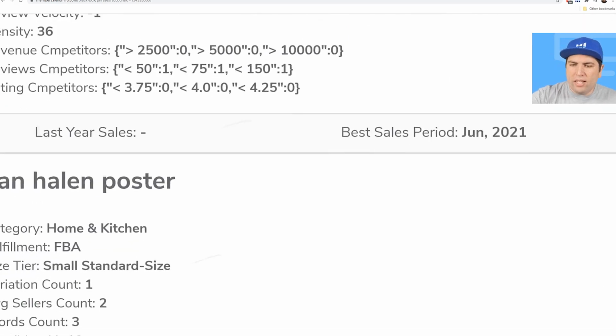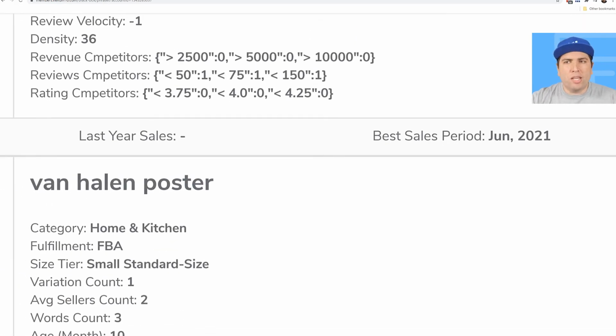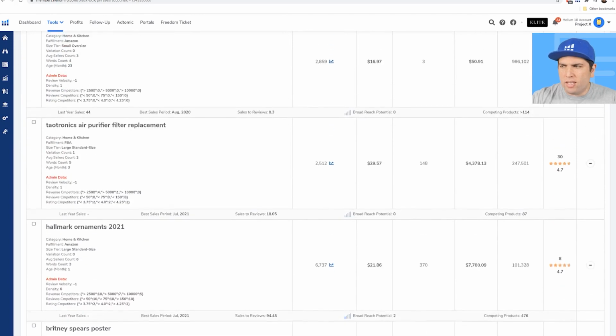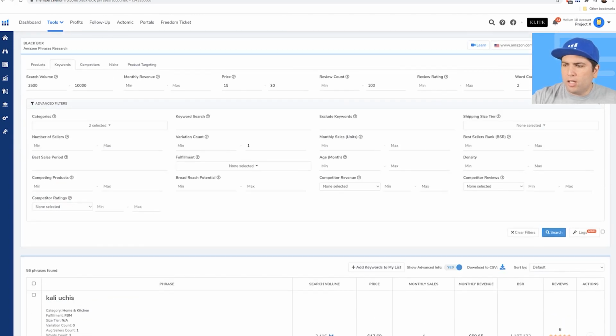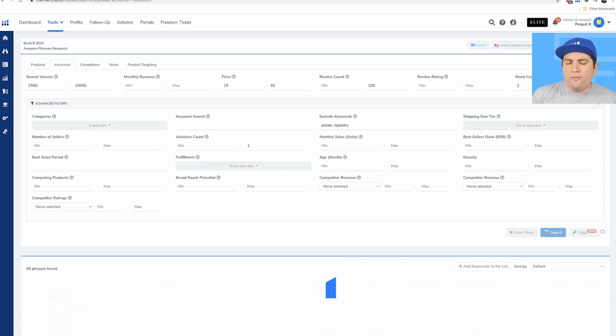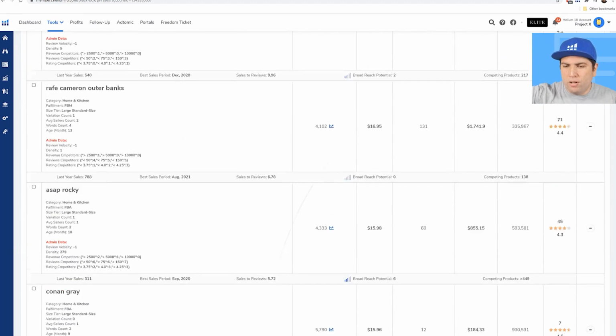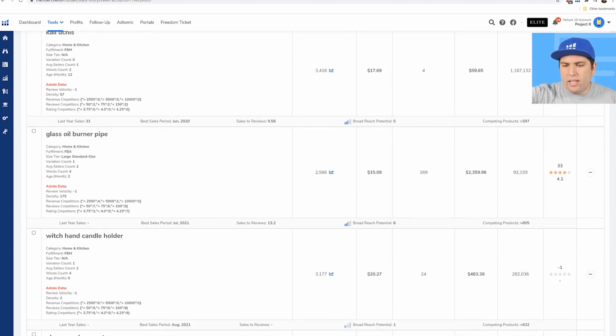Here's one thing. If you guys notice, there's a lot of poster keywords that came up. If I don't want to see that anymore, what I'm actually going to do is go here to the exclude keywords, and I'm going to say exclude poster, and exclude tapestry. All right, and then that'll filter this down and get all those keywords that had poster in it out. And here we go. This brings me down to like 38.